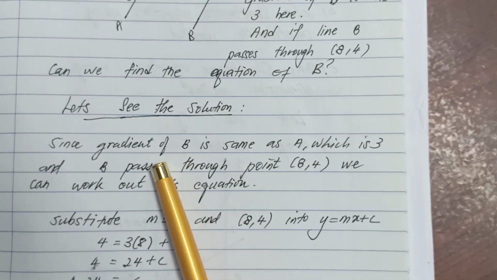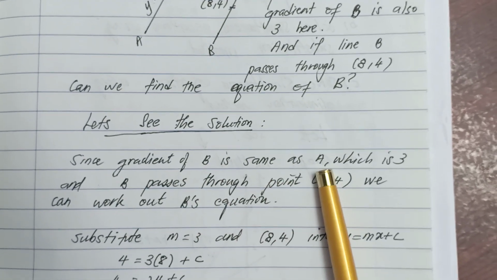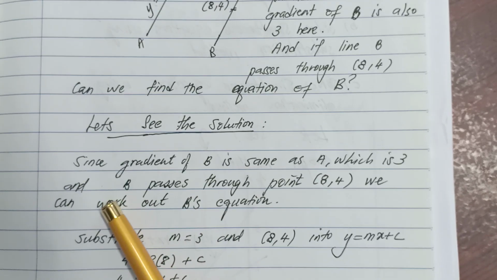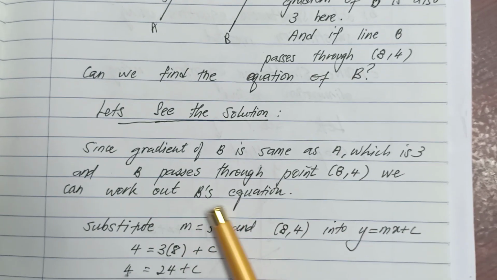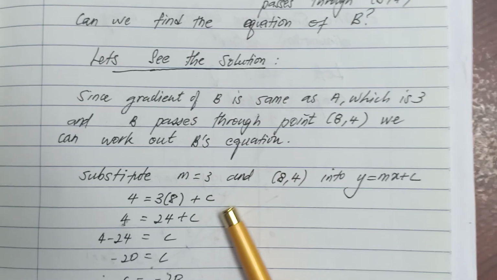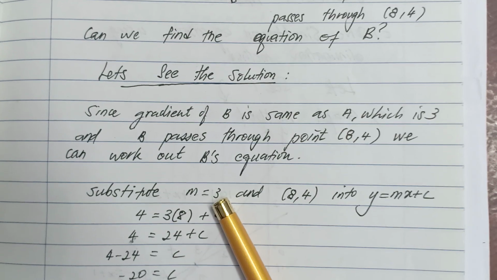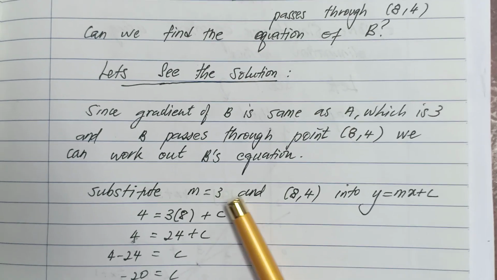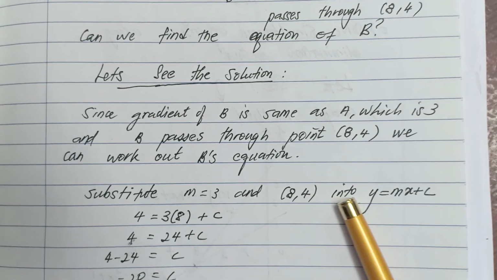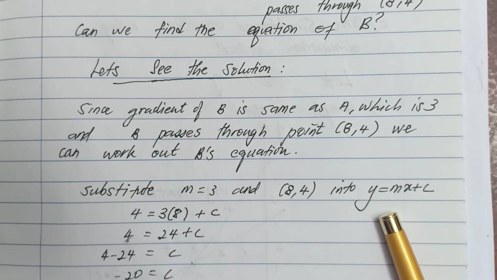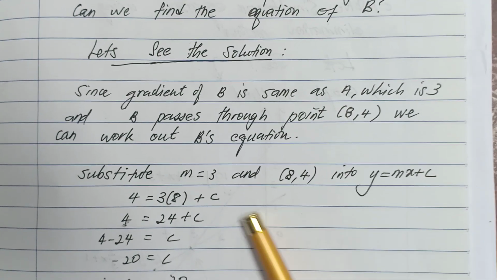Let's look at the solution. Since the gradient of B is the same as A, which is 3, and B passes through the point (8, 4), we can work out B's equation. Again, we are going to use the common gradient m equals 3 and the point it passes through, (8, 4), by substituting into y equals mx plus c, the general equation.